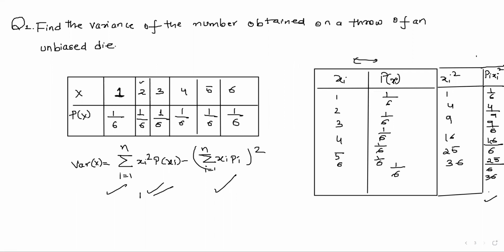Sir, 35/12. 35 by 12, Nabil? Are you saying 35 by 12? Yes, sir. Okay, great, great. Now please try the next question.